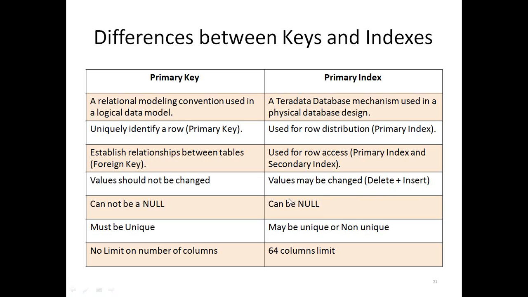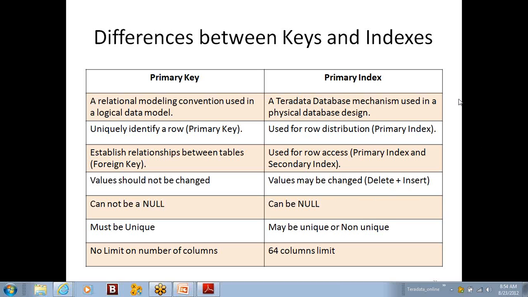So when I say primary index, it could be unique or non-unique. But if I mention unique primary index, it is unique. If I don't mention unique, it could be a non-unique primary index, and it is used for row distribution. The primary key uniquely identifies each and every row, but the primary index is used mostly for data distribution.